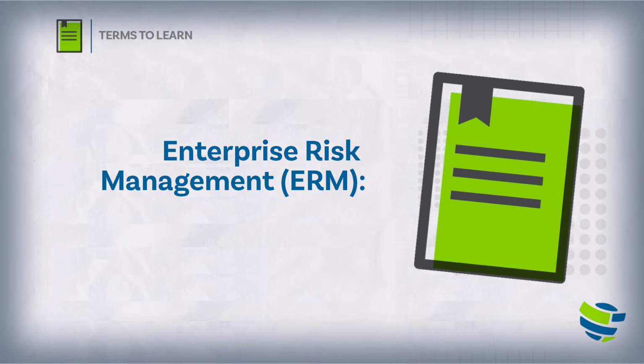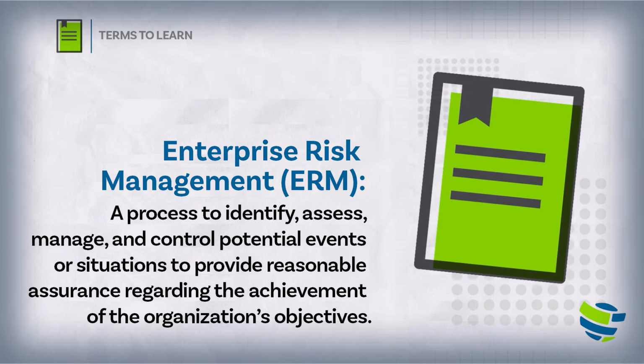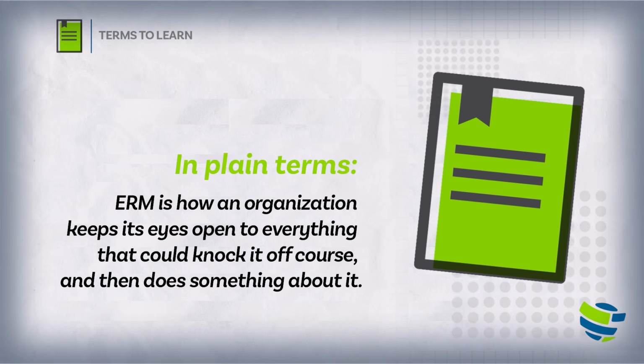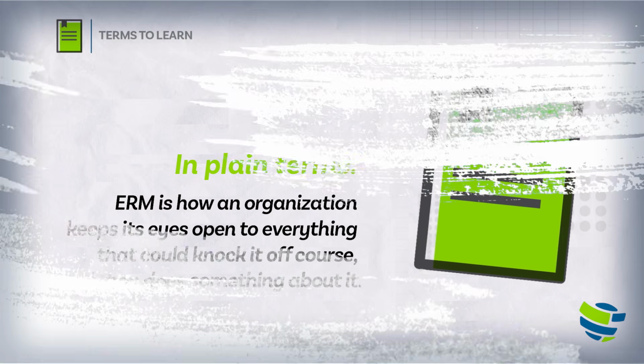Here's our first term to learn: Enterprise Risk Management, or ERM. The Global Internal Audit Standards define risk management as a process to identify, assess, manage, and control potential events or situations to provide reasonable assurance regarding the achievement of the organization's objectives. When that process happens at the scale of the whole organization, across every department, every function, every level of the business, that's enterprise risk management. In plain terms, ERM is how an organization keeps its eyes open to everything that could knock it off course, and then does something about it.